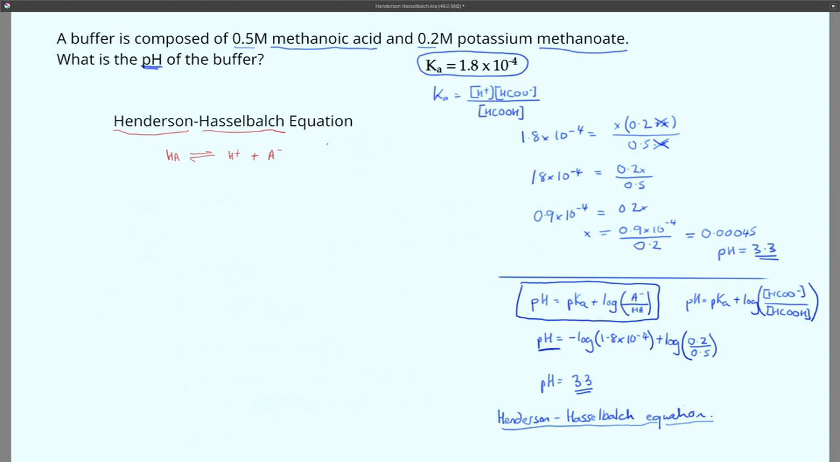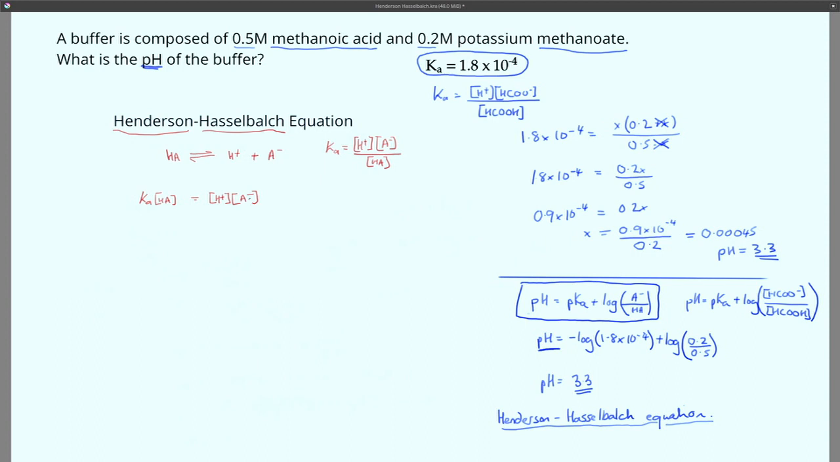If we write that in the equilibrium expression, we get Ka equals H plus concentration times the A minus concentration all over HA. What we're going to do here is rearrange it and show you how you get the equation. The first thing we need to do is multiply it by the HA at the bottom, so we get Ka times HA equals this, and the H plus and the A minus stay on that side.